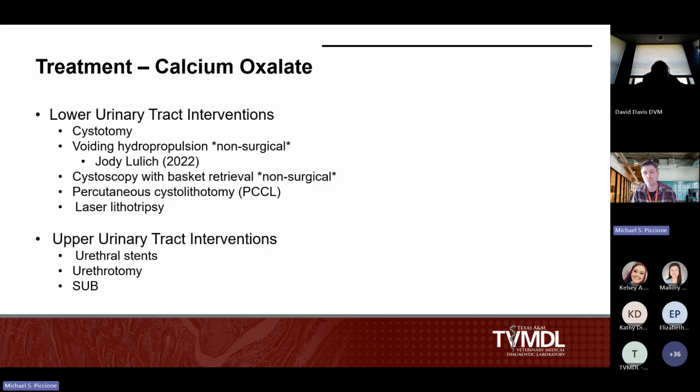Which method you choose is really dependent on the situation at hand. The first one, aside from cystotomy that I like to talk about, is voiding hydropropulsion. This is a non-surgical intervention, and essentially this technique uses gravity and manual expression of the bladder to non-surgically remove these uroliths. These patients are placed under sedation or anesthesia, likely anesthesia because you require an adequate plane to provide a lot of relaxation for these patients.